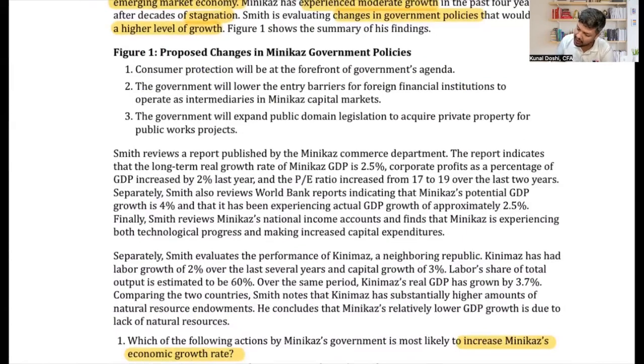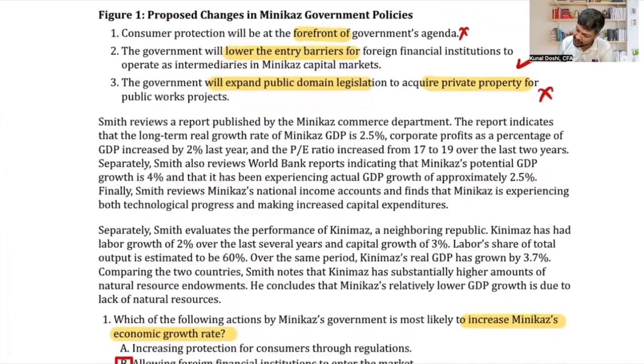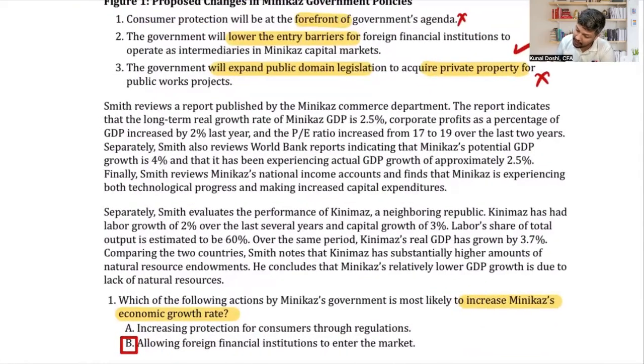So proposed changes, we have consumer protection at the forefront. So this will not be, we discussed already. The government will lower the entry barriers for financial institutions, good. The government will expand public domain legislation to acquire private companies. No, nationalization is not positive for economic growth. Smith reviews a report published by Minicas's government. The report indicates that the long-term real growth rate of GDP is 2.5. Corporate profit as a percentage of GDP increased by 2% in the last years, and the P/E ratio increased from 17 to 19. This is very important. This is where I will get the long-term growth rate.